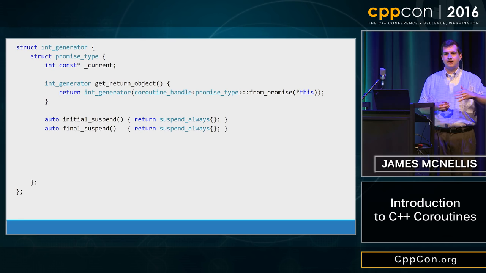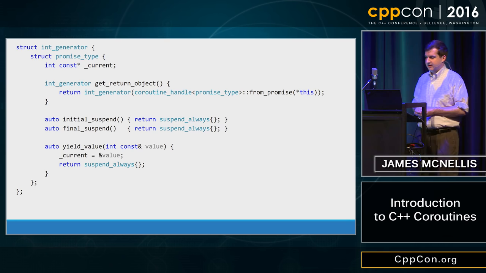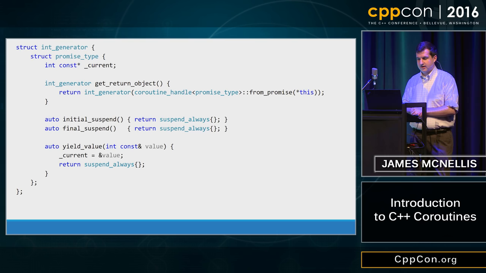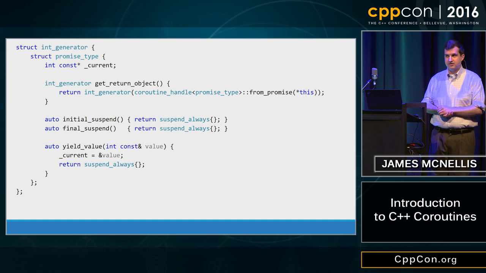And then our yield_value is implemented like so. We just take the integer in, we store a pointer to it in our current member variable, and then we return suspend_always so that each time we yield a value, we suspend execution and return control back to the caller.